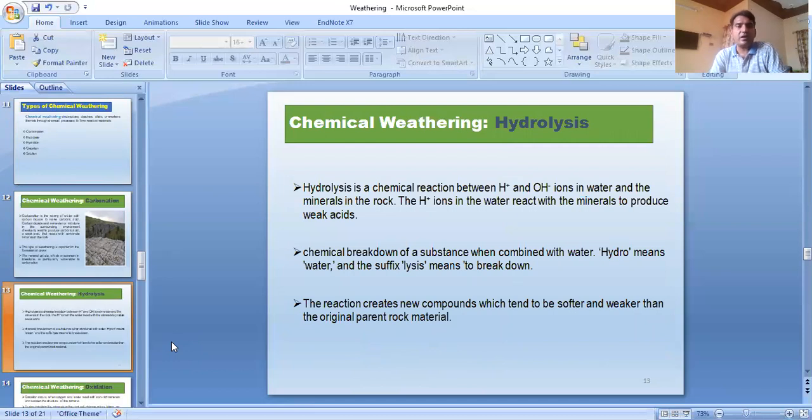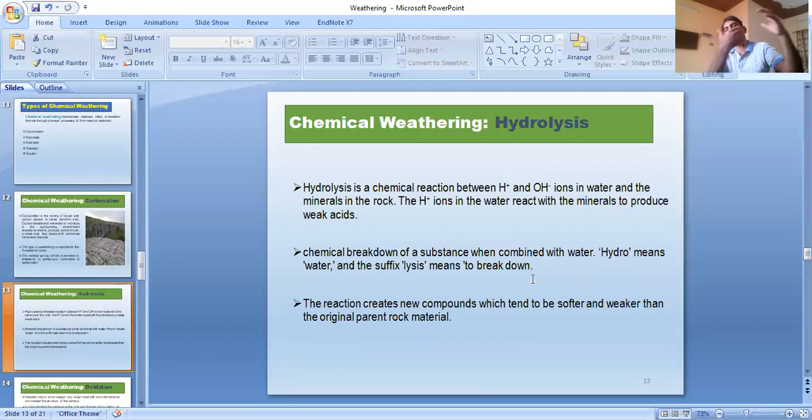Hydrolysis. Hydrolysis is a chemical reaction between the H plus and OH ions in the water and the minerals in the rock. The H plus ion in the water reacts with the mineral to produce a weak acid. Similarly, here the water creates weakened acids. It is a chemical breakdown of a substance when combined with water. Hydro means water and lysis means breakdown.